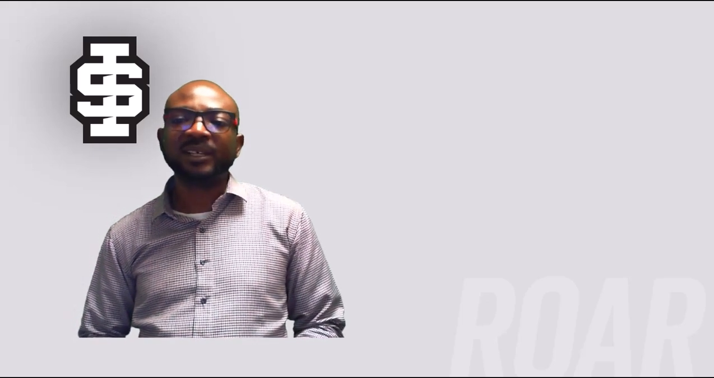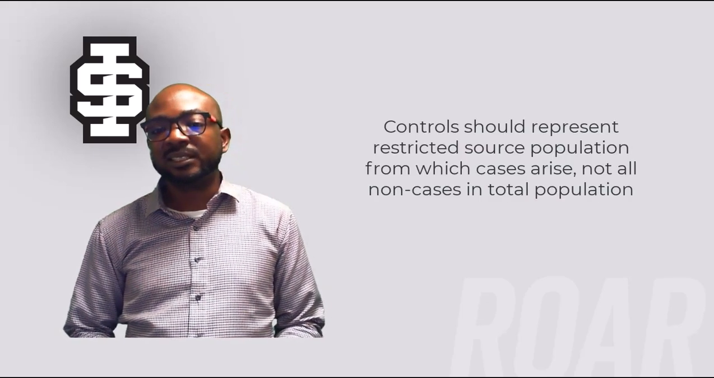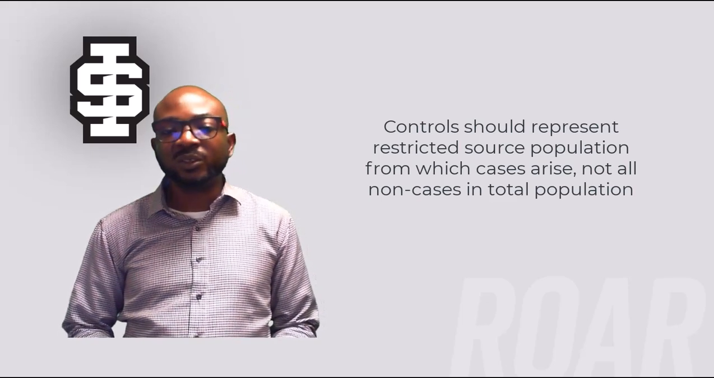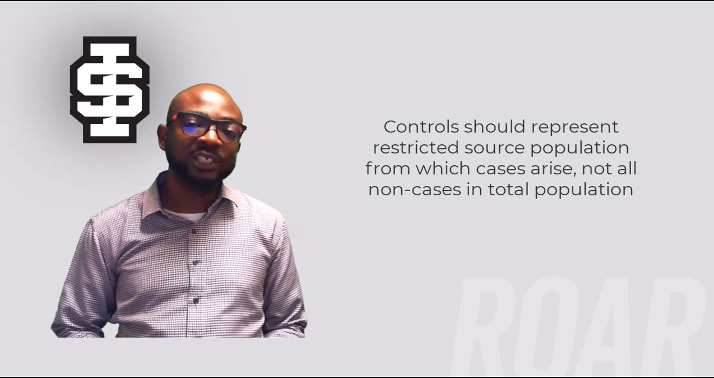Population controls can be obtained by probability sampling of the source population if the latter can be defined. Probability sampling can be done by sampling from a complete census, by random digit dialing, or by having a roster of all members of the source population, for example, union members, members of a professional association, or a voter registration list if registration is mandatory. Controls should represent the restricted source population from which cases arise, not all non-cases in a total population.